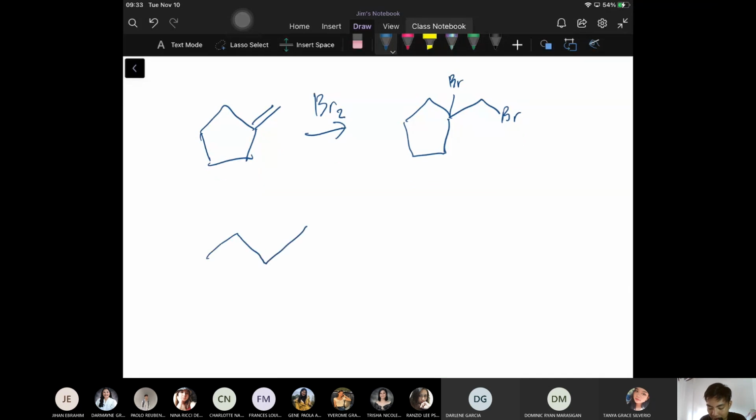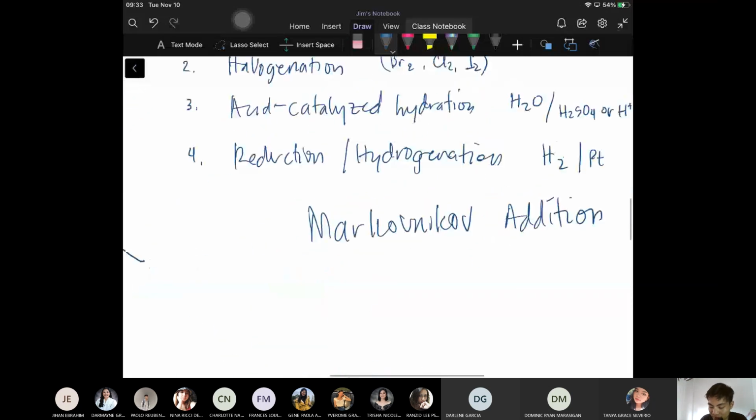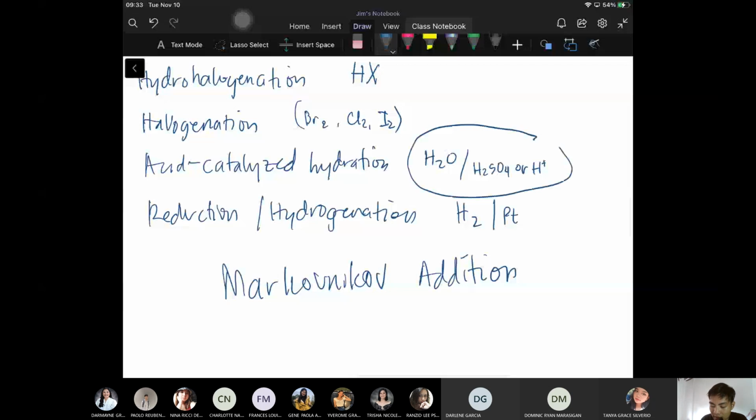Kunwari, ito. Lagyan natin yan ng iodine. Ganun din. May isa dito, may isa dito. So, tig-isa sila. So, same lang. Okay? So, yun lang yan. Yan na yan. Okay? Ano yung next one? Acid catalyzed hydration. So, keep in mind, kapag acid catalyzed hydration, kailangan water plus the catalyst acid, sulfuric acid or H+. So, kailangan kasama talaga to. Kasi kapag hindi, mangyayari yung reaction. Okay?